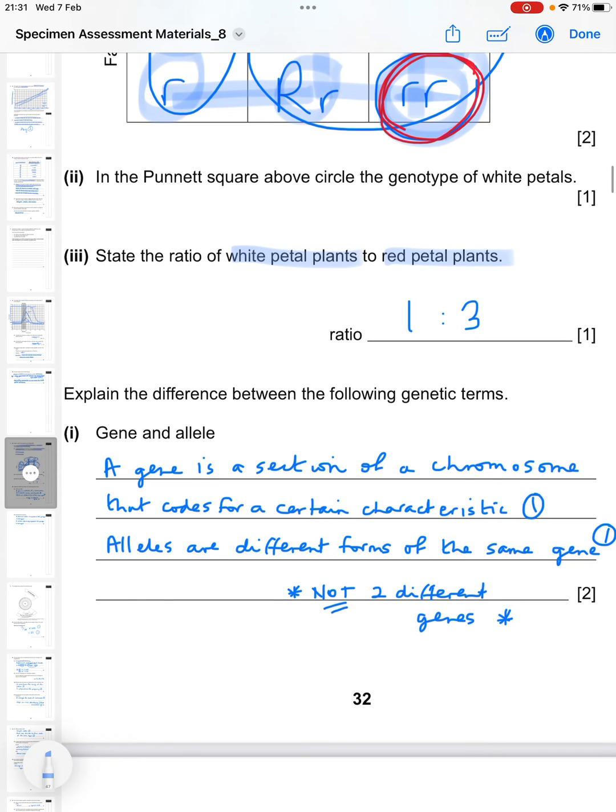Then explain the difference between the following genetic terms. We have gene and allele. So a gene is a section of a chromosome that codes for a certain characteristic. Or you could say it's a section of DNA that codes for a certain characteristic. So 1 mark for that. And then alleles are different forms of the same gene. So now it's very important. Do not say they are 2 different genes, because alleles are 2 forms of the same gene.